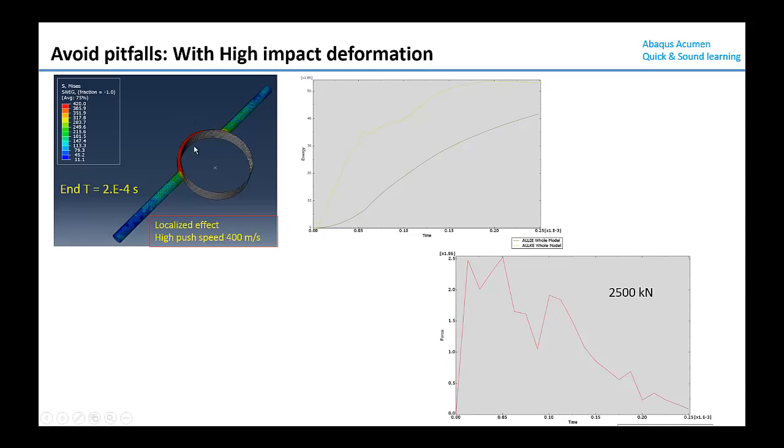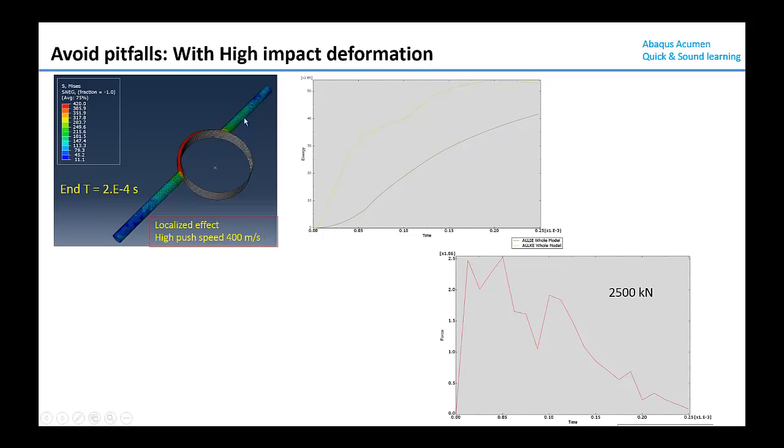Before we go on to the next step, let me make you aware of the possible pitfalls where you can go wrong. One possibility is that if you apply this prescribed displacement of 100 millimeter with an end time of say 2e-4 second, that is a very short time, you may end up with a deformed shape that is the same as the semicircular shape of the rigid cylinder, and this is a very localized effect. The impact speed or push speed would be around 400 meter per second, which is too high when we talk about quasi-static slow rate application.